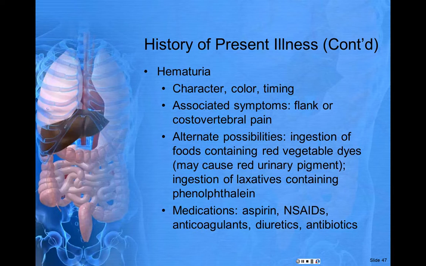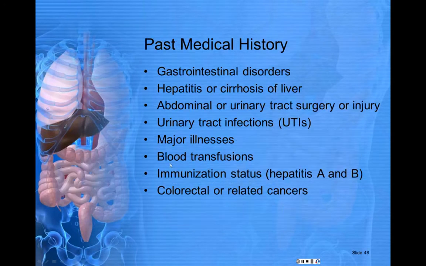And then we would ask about other medicines, such as whether they're taking aspirin, NSAIDs, any anticoagulants, diuretics, or antibiotics. Past medical history is going to be important in our abdominal exam. Have they had a history of gastrointestinal disorders?